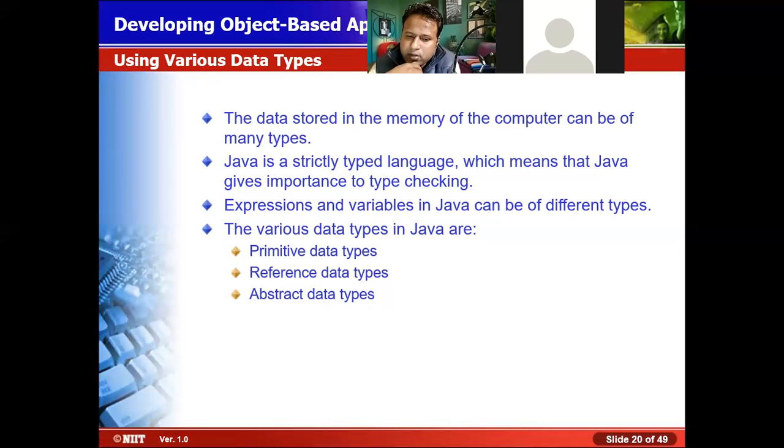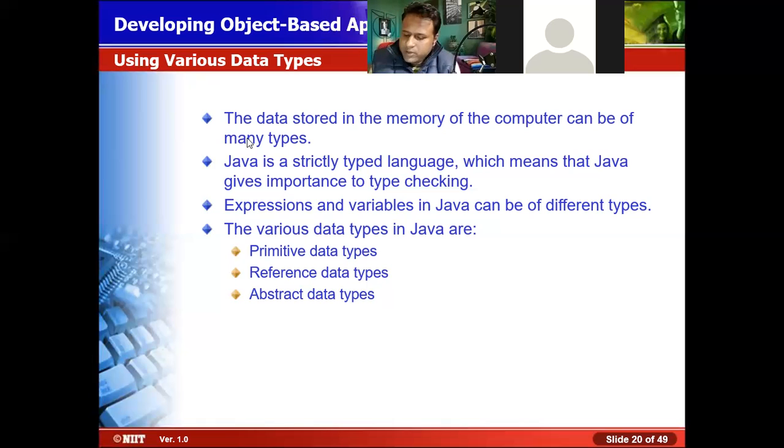In Java, data types are divided into three parts: primitive data type, reference data type, and abstract data type. Java is a strictly typed language, which means that Java gives importance to type checking. So there are three types of data types we are using.